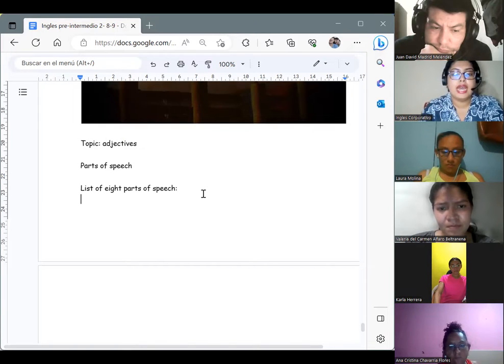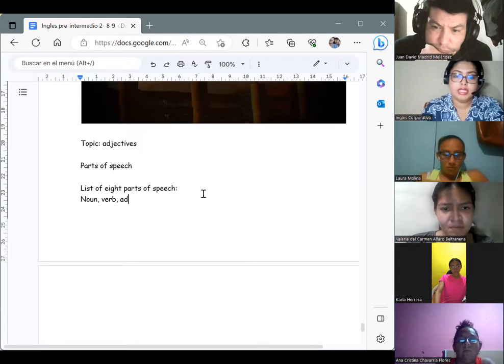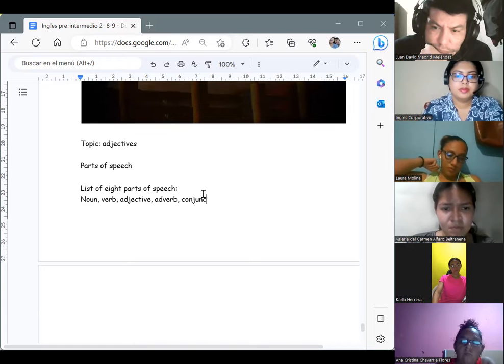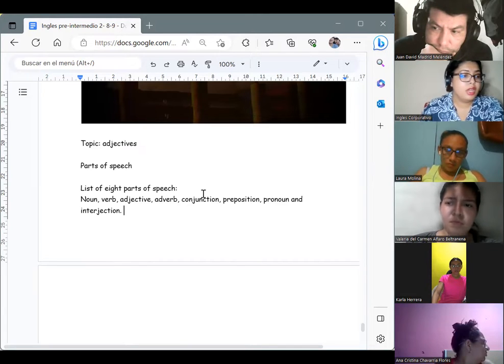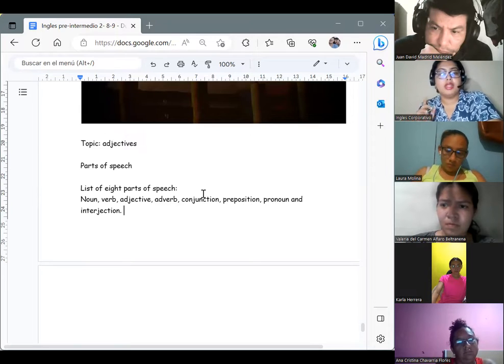We have first the noun, the verb, the adjective, the adverb, the conjunction, the preposition, the pronoun, and the interjection. Okay. In this case, we already learned about the noun, the verb, the adjective, the adverbs, the prepositions, and the pronouns.